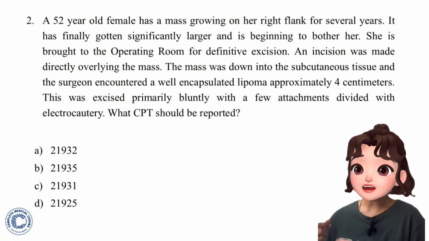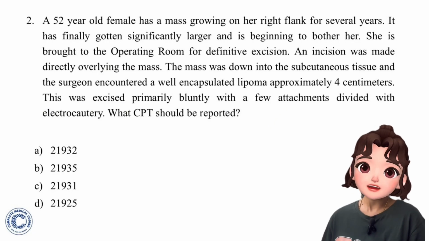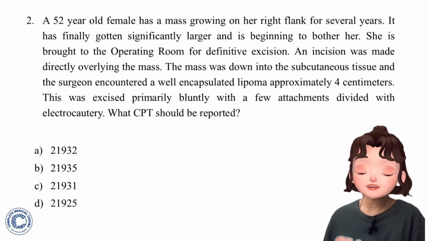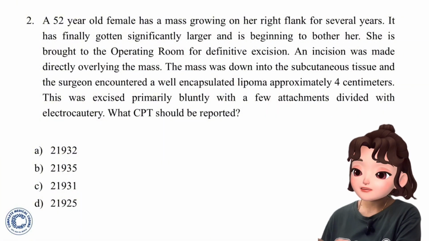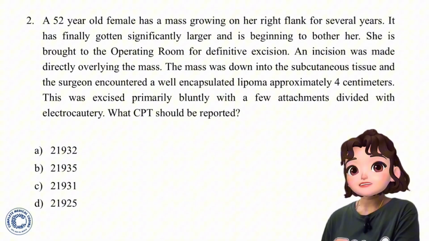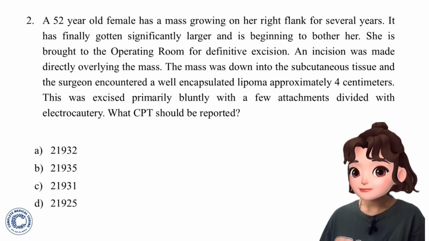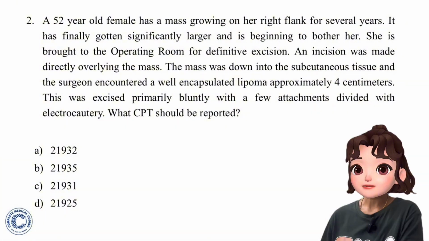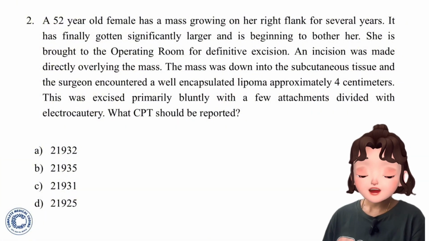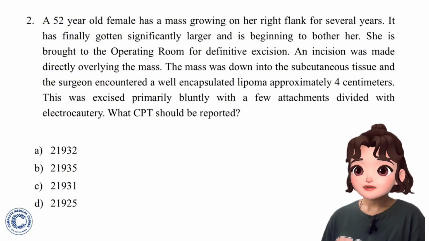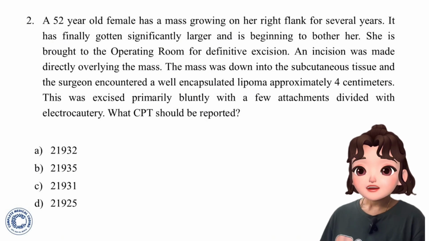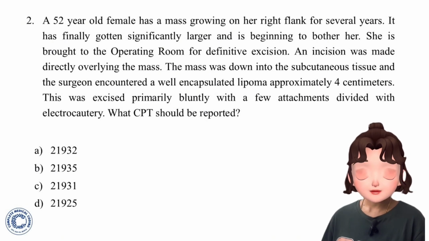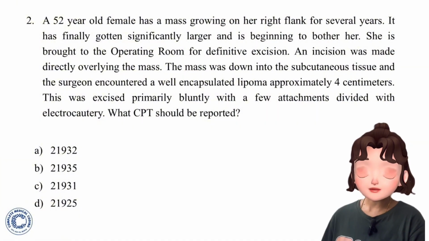Here, excision of mass is the procedure. Simply, you can say excision of that lump which is growing on her right flank. That is the procedure carried out here. Anyway, let's check out the options. First one, 21932. This is also a simple question, so you can save time here also. What is 21932? Excision of tumor, soft tissue of back or flank, subfascial, for example intramuscular, less than 5 centimeters.